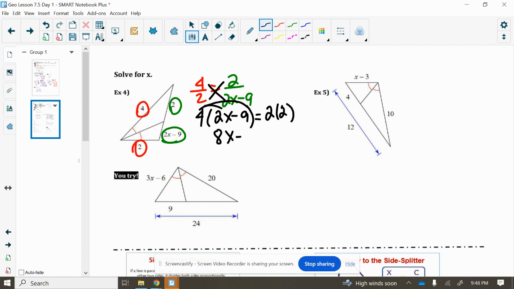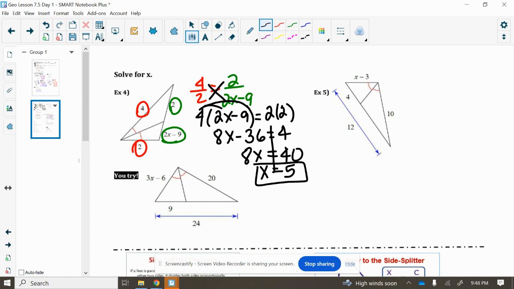So 8x minus 36 equals 2 times 2, which is 4. Add the 36 to both sides. We end up with 40. And then divide by 8, x equals 5.